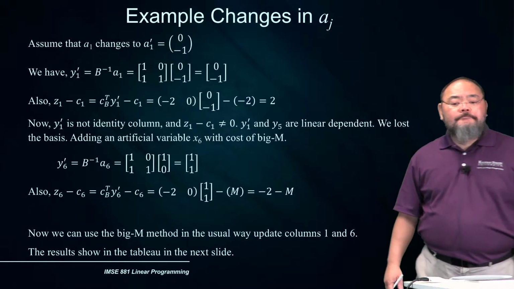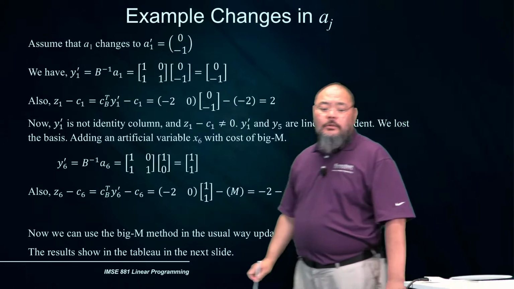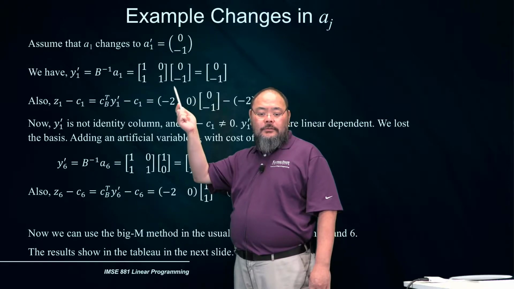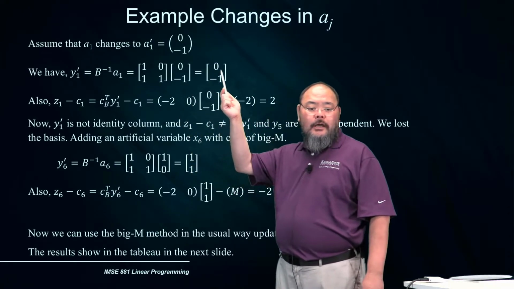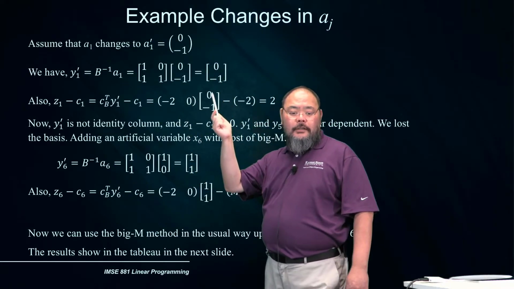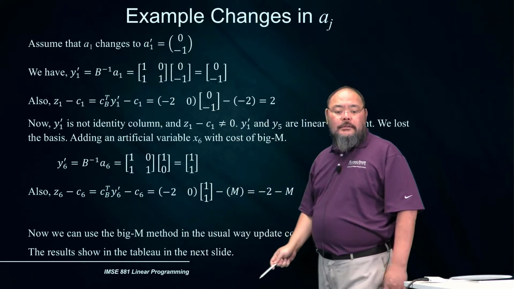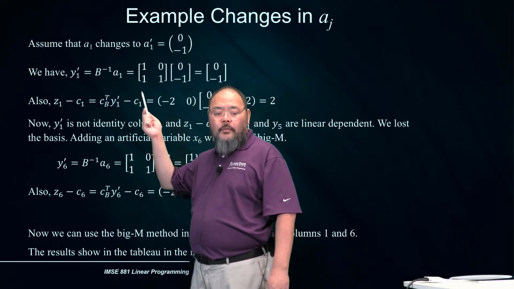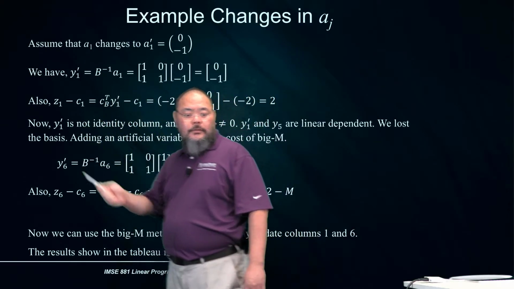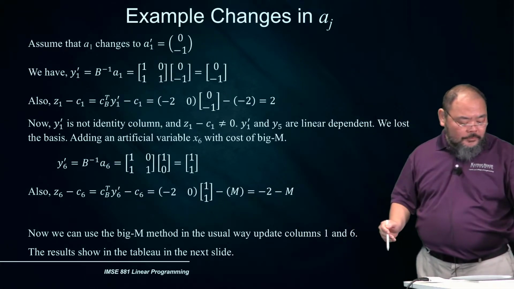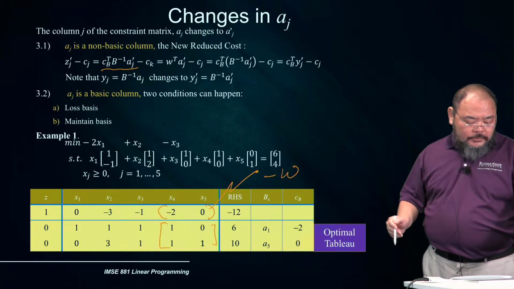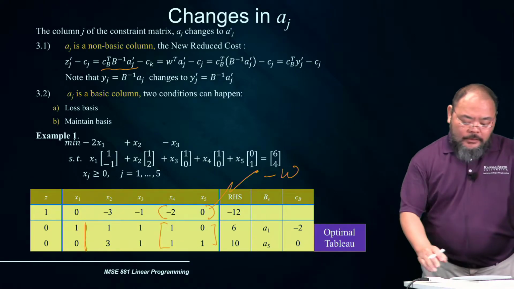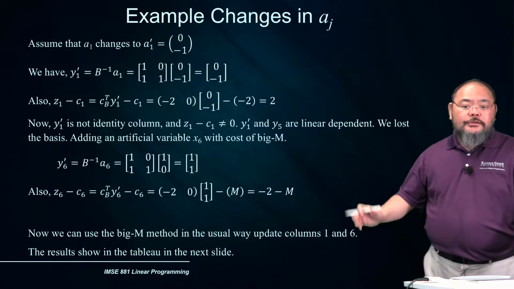Let's look at it here. So 1, 1, 0, 1 times 0, -1, I will have 0 and -1. Also, since y1 changed, what is y1 originally in the optimal tableau? y1 is 1, 0. Now it changes to 0, -1.